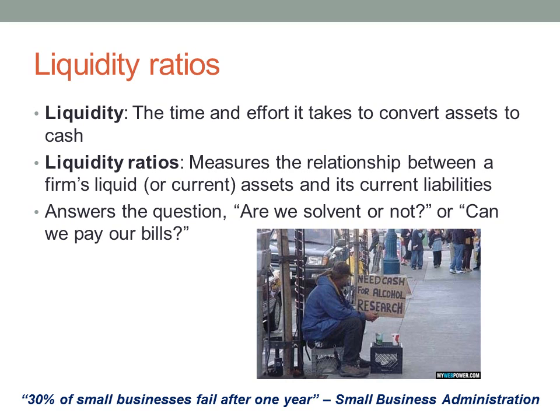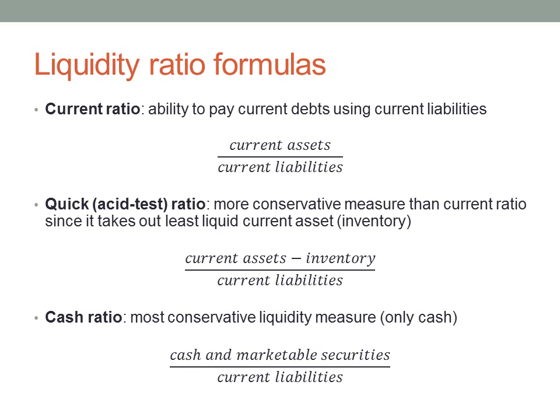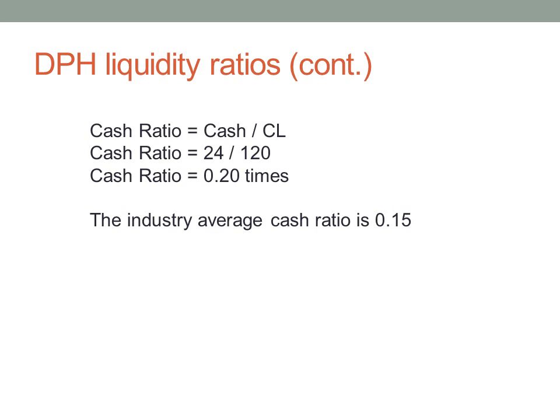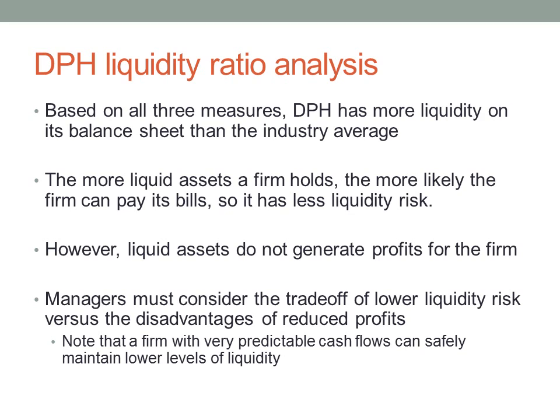The interesting statistic here is that 30% of businesses fail after 1 year, and after 2 years it goes up to 50%. So only half the new businesses will survive after 2 years. A lot of that deals with, are they liquid or not? Can they pay their bills? And those are the ratios, like I said. I'll let you dig into those more.